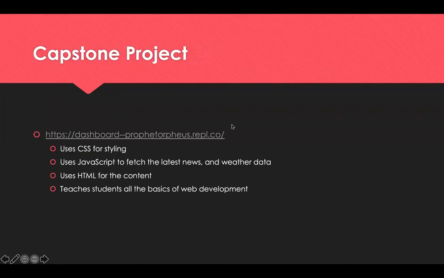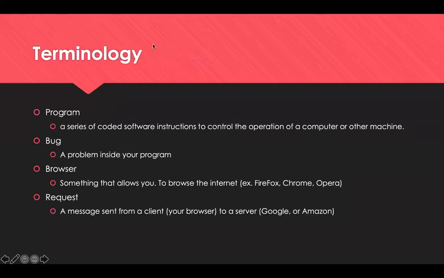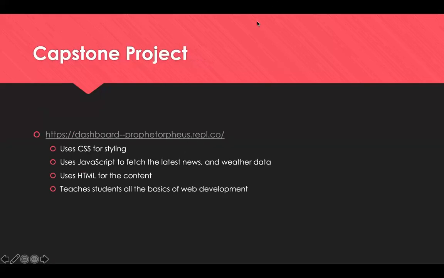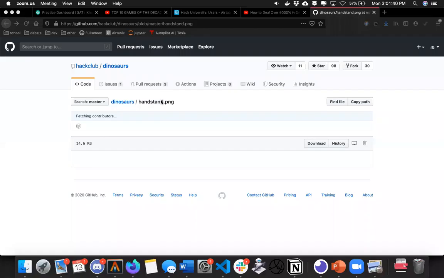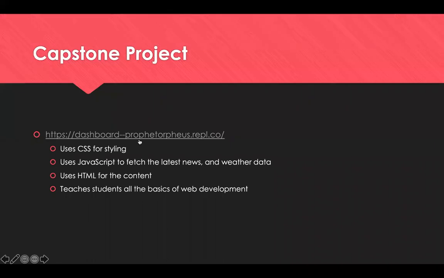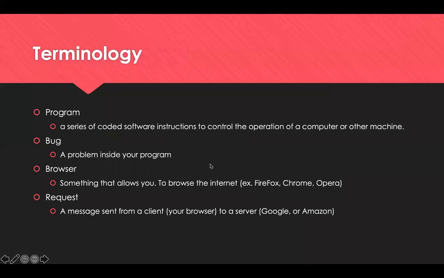So basically what I'll be working towards is a capstone project over the next 2 weeks. Oh wait, let me share my entire screen quickly. So what I'll be working towards is this capstone project where you'll be able to use CSS for styling, and use JavaScript to fetch the latest news, weather data, and various different things that you wouldn't be able to do using the website statically. So you'll be able to fetch stuff from other places, and it'll teach students the basics of web development. And if you want, you can just click on it and see the website.